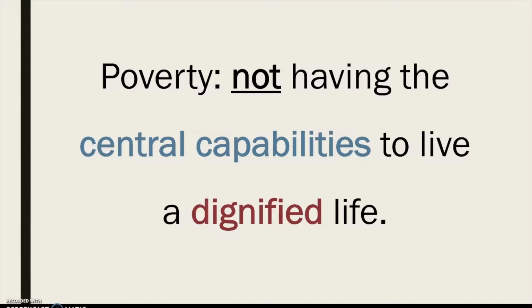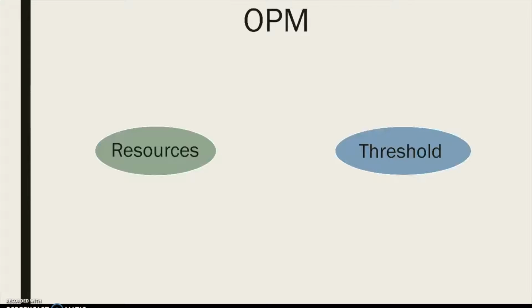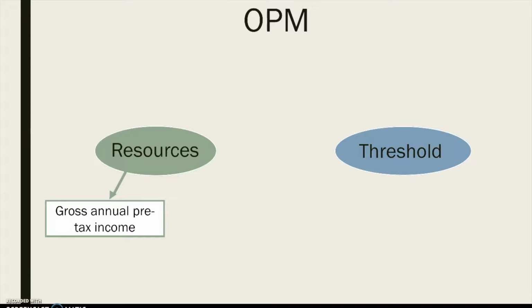What does this mean, you ask? Don't worry, we'll get to that. The current system in use today is a measure defined by the Census Bureau called the OPM, or the Official Poverty Measurement. The OPM examines the resources of a household and compares them to a threshold. Looking at household resources, the OPM takes into account gross annual pre-tax income and cash aid from the government.